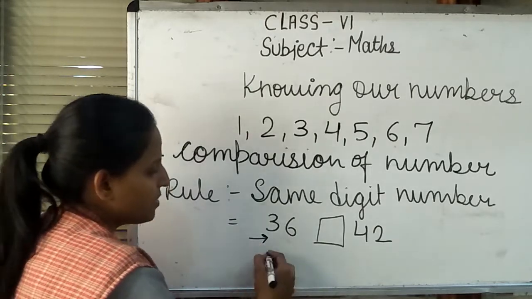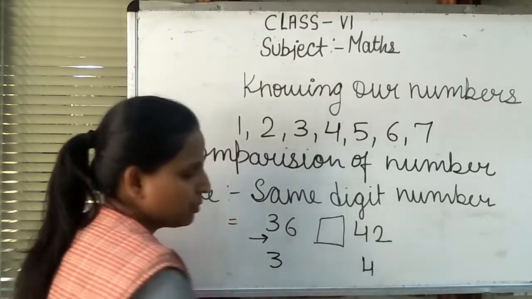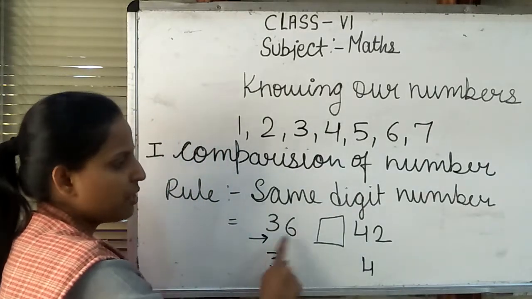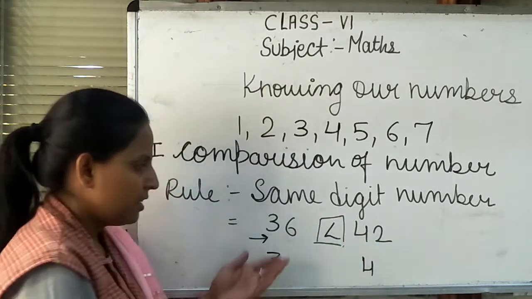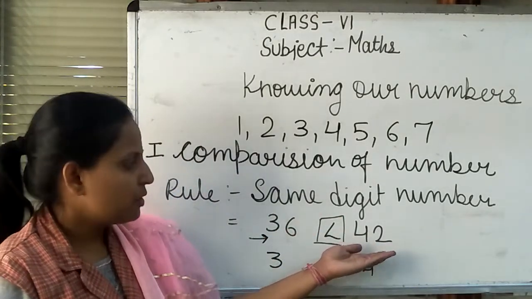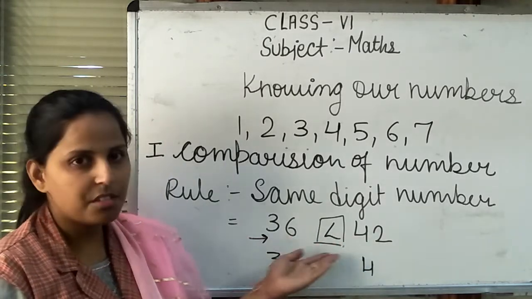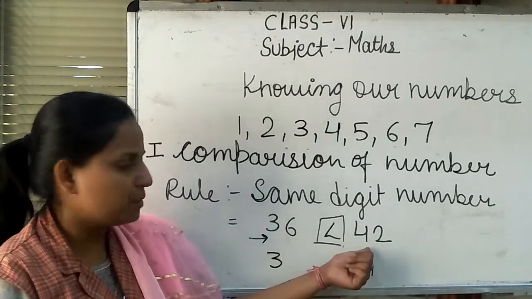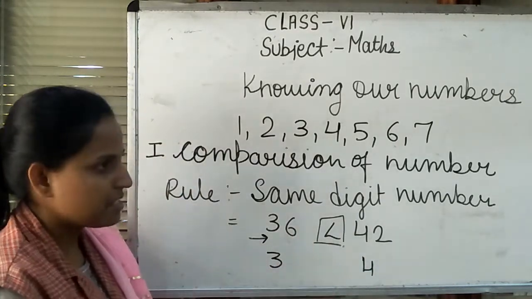And on the left hand side the first number is 3, and in 42 the first number is 4. So now which one is greater, 3 or 4? We have 4 as greater compared to 3. So this one is 36 and this one is 42. Now 42 is greater than 36, because the first digit of 42 is greater. Clear? This is the first rule when we have numbers with the same number of digits.